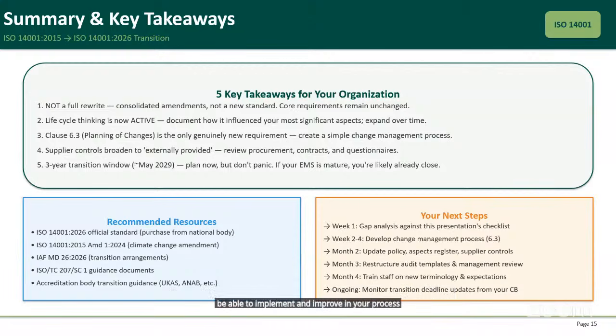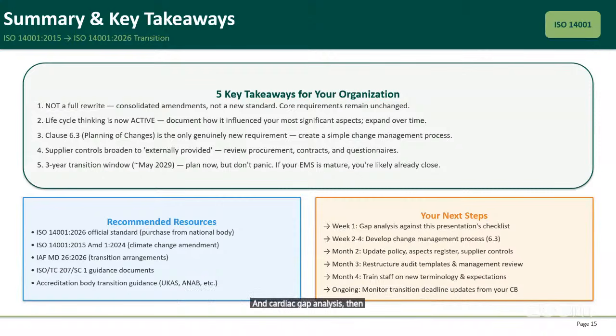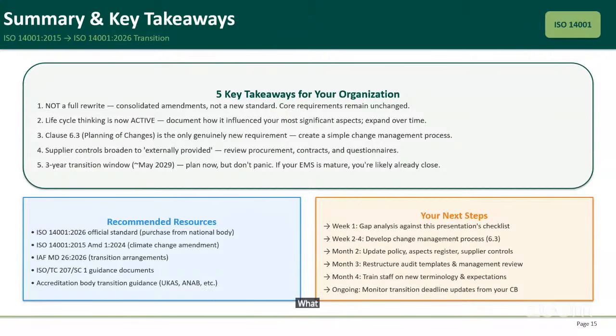This is a recommended next step that I'm suggesting. It's not compulsory. Number one, you can create a checklist and carry out a gap analysis of your processes against this presentation checklist: look at what you have, look at what the new standard says, and carry out the gap analysis. Then develop a change management process, 6.3. That's the new requirement, so ensure that you develop it. But if you already have it in 9001, you have implemented it, and you just need to integrate what you have in 9001 into the environmental management system and look at it through the lens of environmental management.